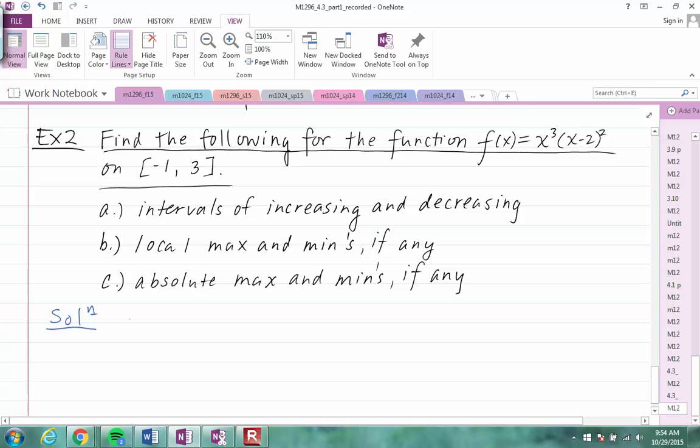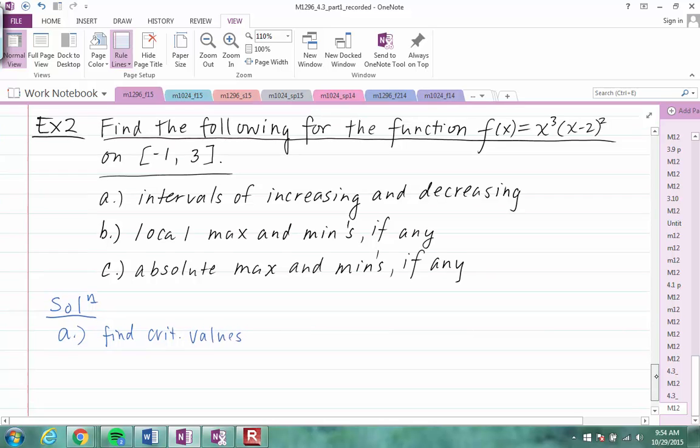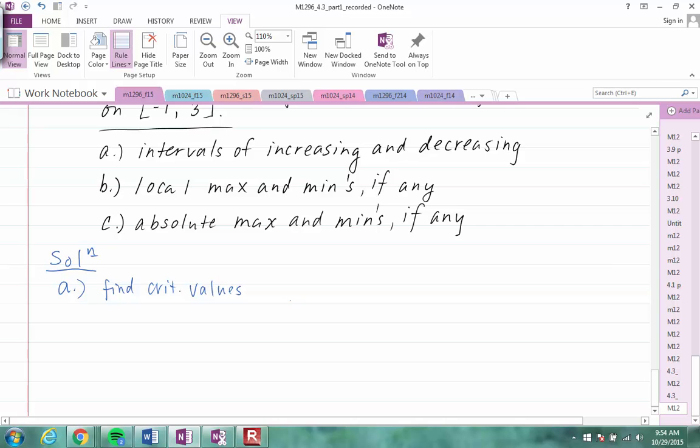So the first step, I guess we're working on A, but we're going to need this later on, so that it builds to everything we need, is we need to find the critical values. Those are the borders for the intervals on which we're going to test for increasing, decreasing.